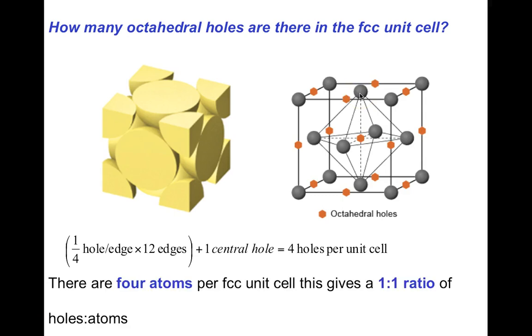So we get a quarter of a hole per edge, and there are 12 edges, so that's going to give us a total of 3 holes along the edges, and then we've got our 1 central hole, so there are 4 octahedral holes per unit cell. If you put an atom in each of your octahedral holes, you'll get a 1-to-1 ratio of non-host to host atoms.